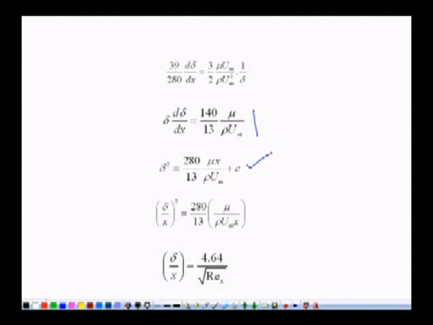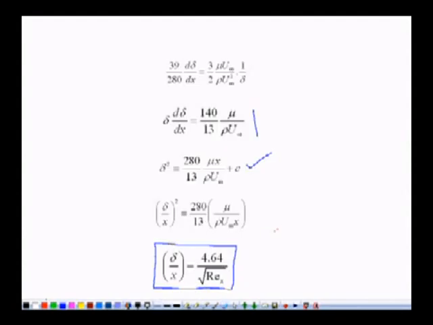constant of integration. If we assume that the boundary layer starts growing from the leading edge, then when x is equal to 0, delta is equal to 0, so c becomes 0. In that case, this equation can be written as delta over x square, this thing, and ultimately we will get this equation. With the help of this equation, we can find out the boundary layer thickness at any location.